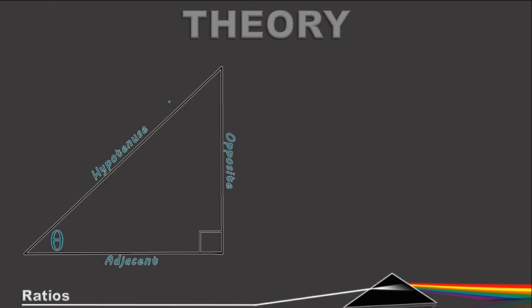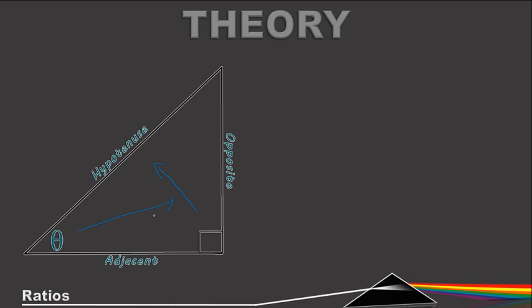Now, to get started, we start with the theory. If we have a triangle and we name this angle theta, then from this angle, the side that's opposite this angle is our opposite side, so that's easy enough to remember. Then the side that's opposite the right angle is the hypotenuse side, and the side that lies between our angle and the right angle is the adjacent side.